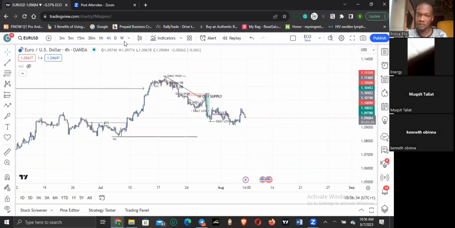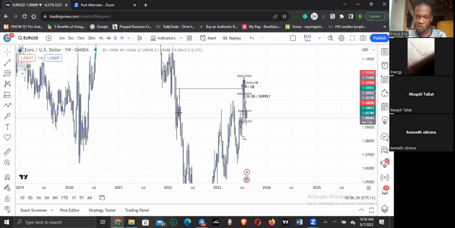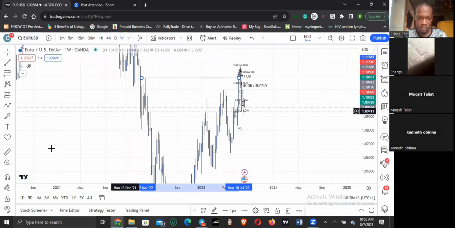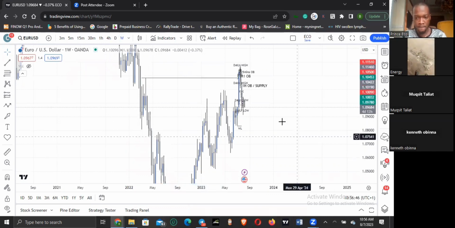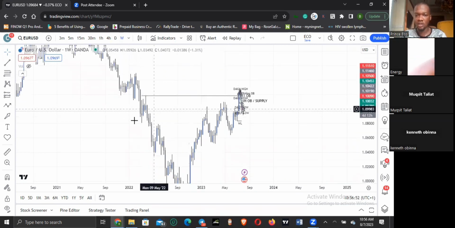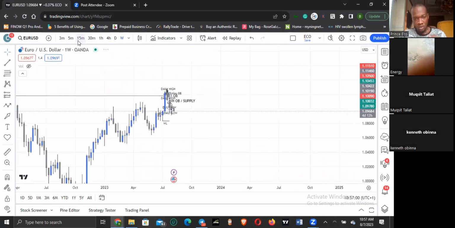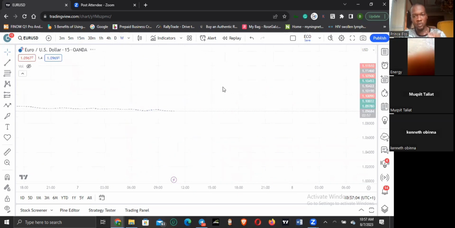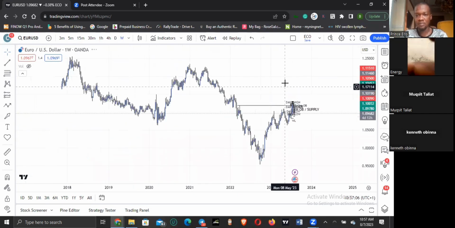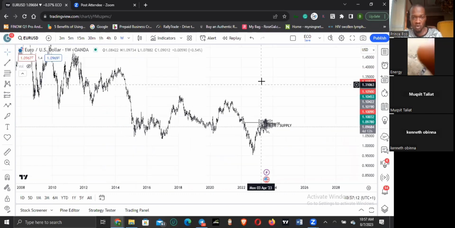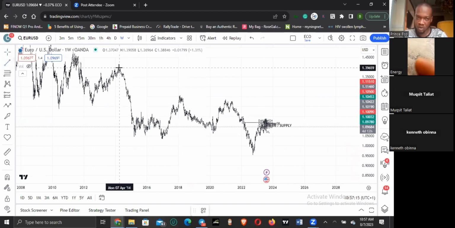So we'll go back from the weekly. You can see this inducement. These are inducements, which is trapping in quick sellers, people that were selling at this point. At some point, it just took them out, right? So now we've gone on the weekly to see the direction of the market, because the higher time frame will show you a clearer picture of the direction where the market is heading. Let's just plot out our trend line.